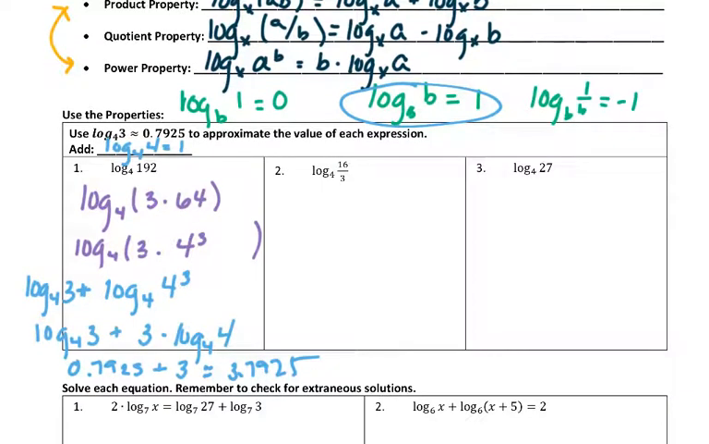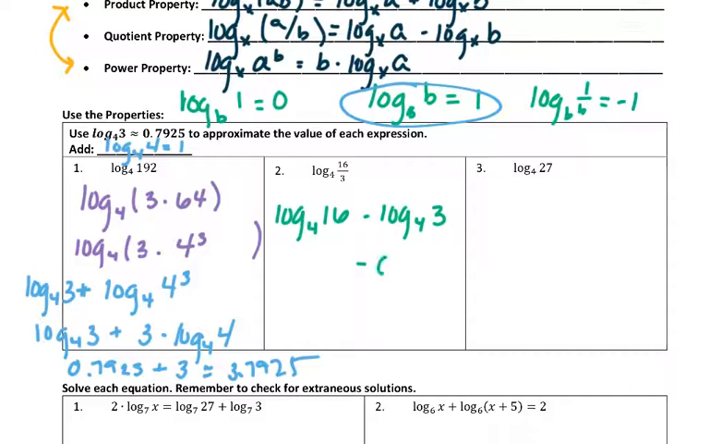Now, number 2 is one that a lot of people look at and get really confused, and it's just the quotient property. As soon as you see division, all you're going to do is break it up into subtraction. And some of them, it'll be as simple as that. So in this case, it's log base 4 of 16 minus log base 4 of 3. Sometimes you'll already know each of those, and you just plug in the values that you were given up here, and you'll have your answer and you're done.